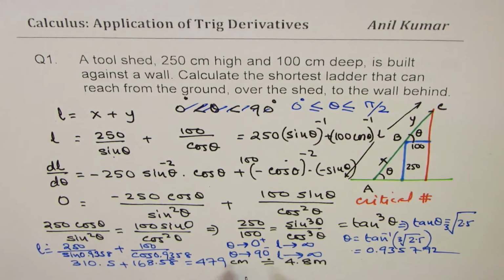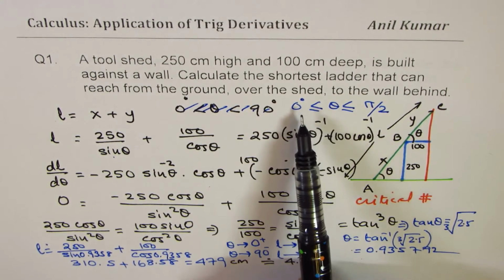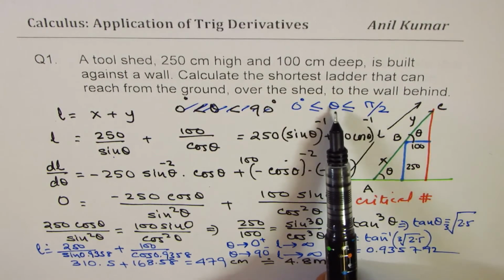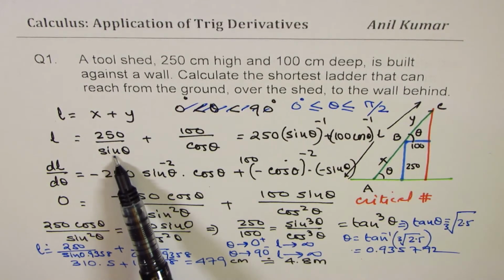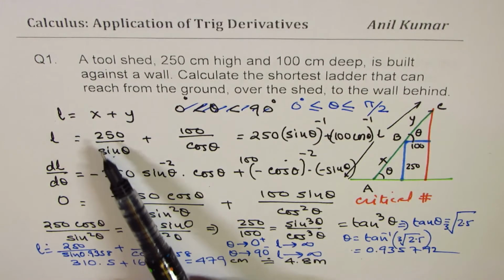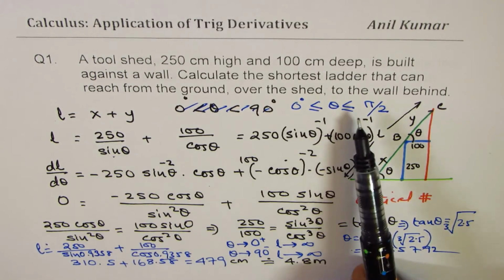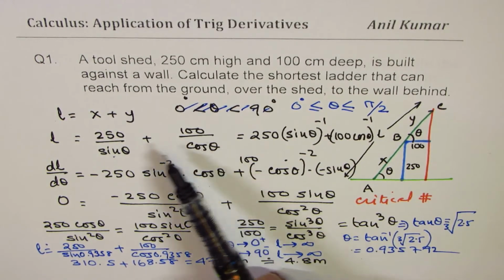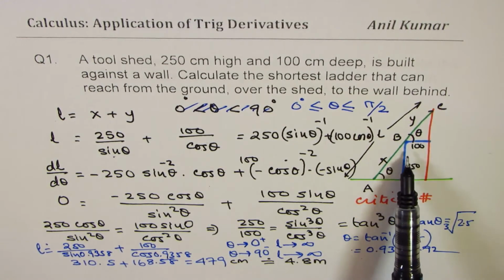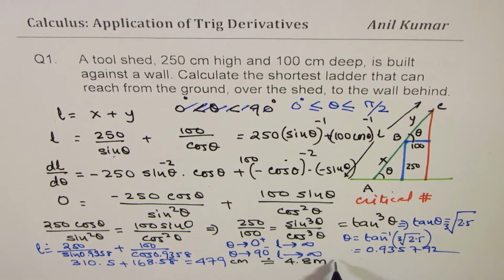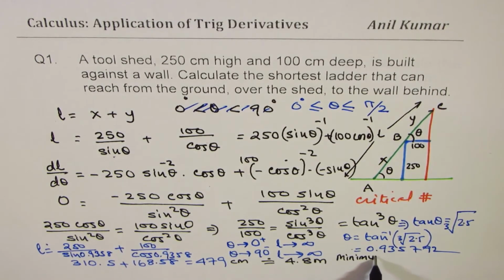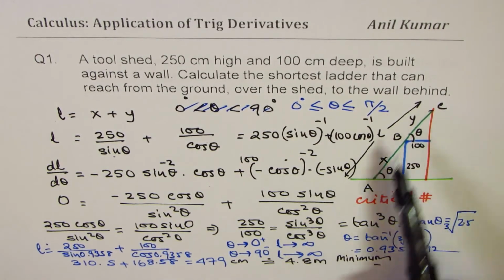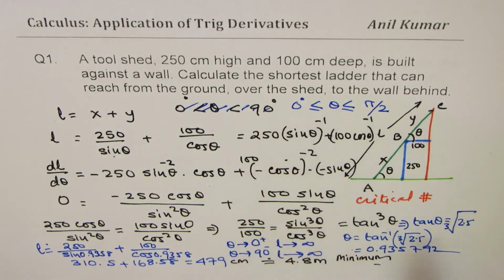Perfect. Now it's important to understand that theta can be within 0 to pi by 2. I should say greater than 0 and less than pi by 2. When theta approaches 0, sine theta approaches 0. So 250 divided by 0 will be infinitely large. But when theta approaches the other extreme value of pi by 2, cos theta approaches 0. So in any case, anything in between will give us a minimum. Do you understand? Therefore, we know this is a minimum, right? And that is the justification, by testing endpoints. Is that okay? Since there is a closed interval, theta is between 0 and pi by 2.